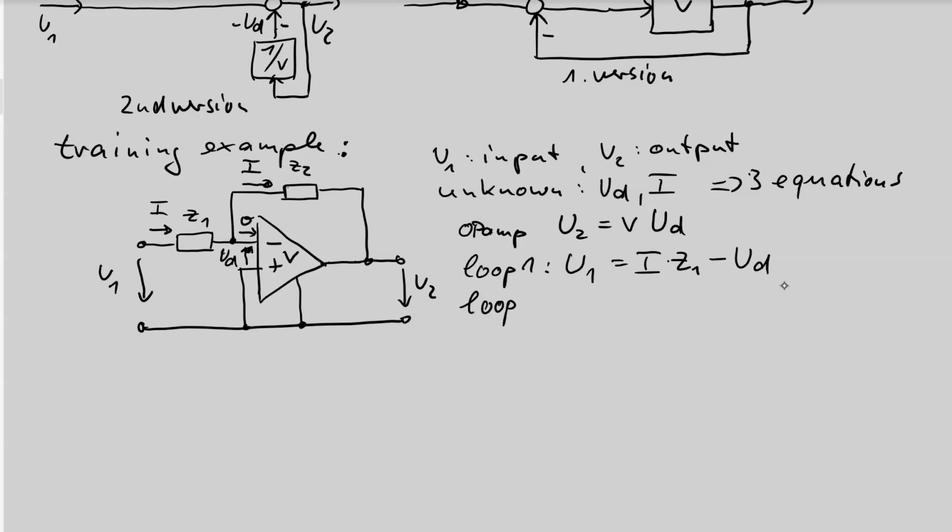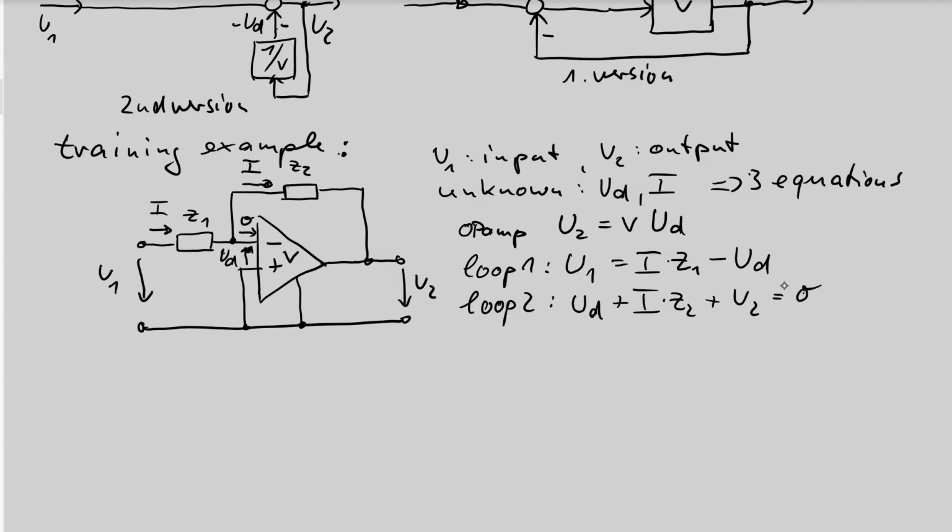And loop number 2 is the output loop. There is a third loop, of course, the overall loop, but in a system with two loops, I have 3 loop equations, but only 2 are valid. So I take the outside loop, I just follow this line and see UD plus I times Z2 plus U2 is 0. So these are the 3 equations.